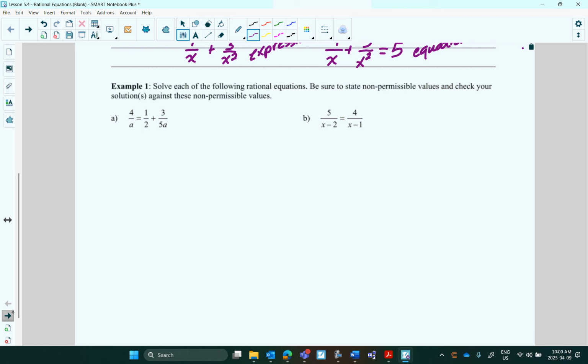First of all, before I do that though, remember the steps. Do I have to factor any denominators? Can anything be factored? No, there's nothing you can factor. Therefore, we have to state the NPVs. What would the non-permissible value be in this one? A can't be 0. Because if A is 0, that's going to become undefined, and we can't solve it. Now, multiply by the LCD.